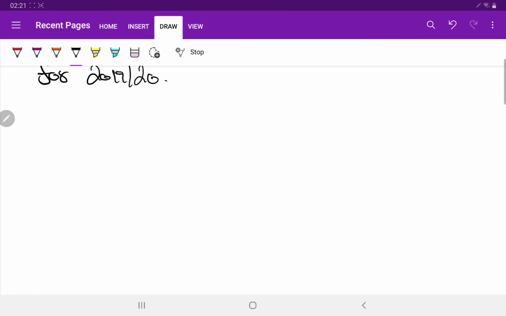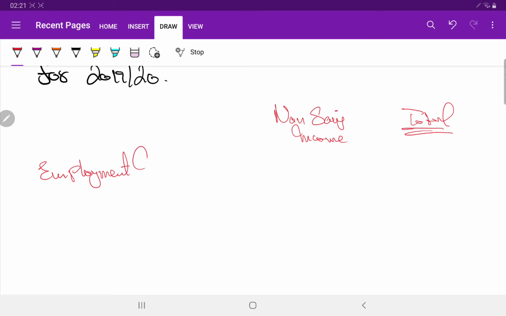So, how many columns in the question? We will make non-saving income and total columns. Employment income is 62,500, and total is also 62,500.